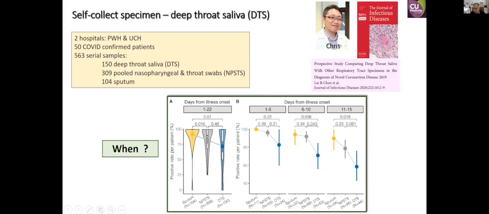Now, if we segregate them into earlier days, 1 to 5, the middle, and the late, 10 to 15 days after onset of the illness, you see the differences become more obvious for later samples, obviously, because they tend to have a lower amount of virus. So bearing in mind, if we take samples late, then the false negative rate of certain specimens, such as deep throat saliva, could be high.